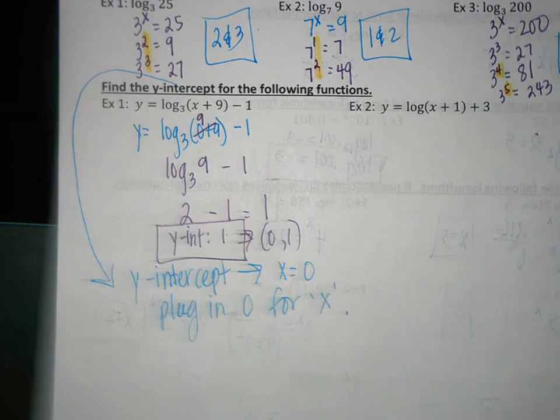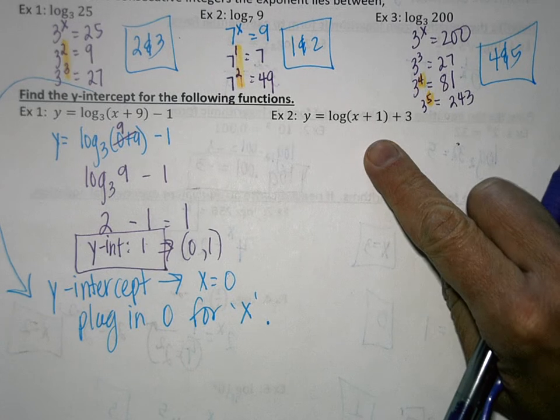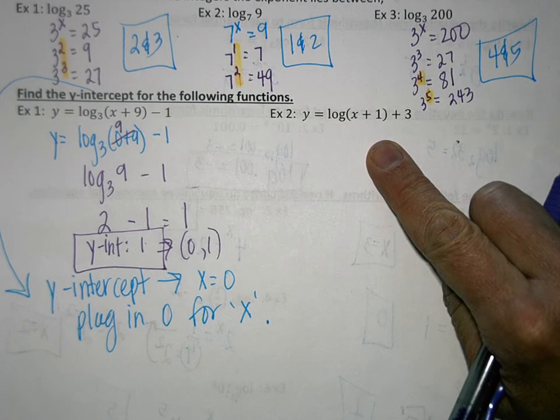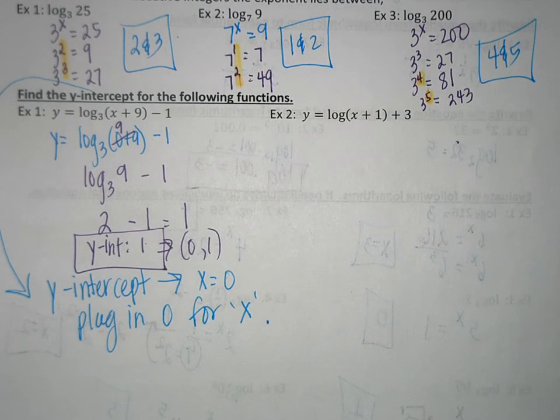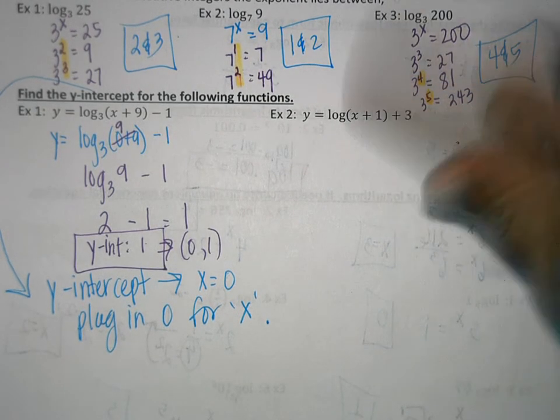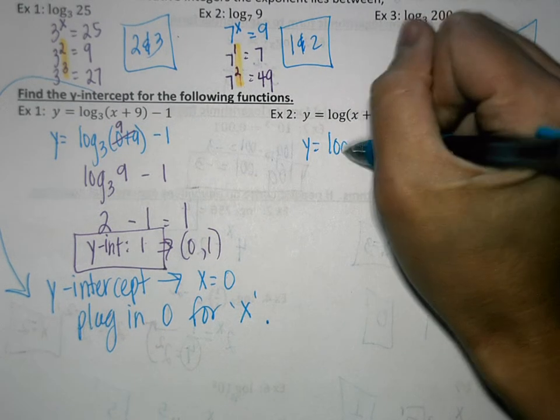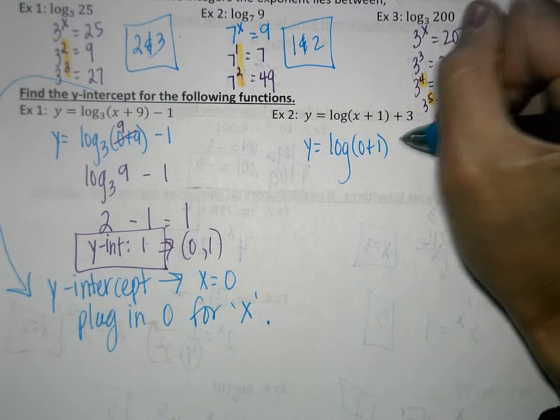Okay, so I'm going to give you a little bit of time here to go ahead and figure out the answer to example 2. Okay, just in case you're stuck, I'm going to go ahead and start going through this. So again, we're going to plug in 0 for x. We have y equals log of 0 plus 1, and then plus 3.